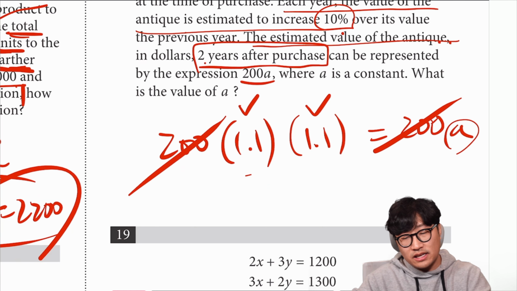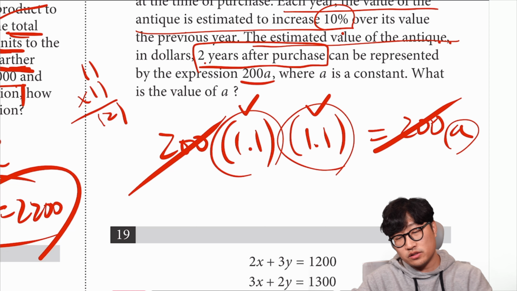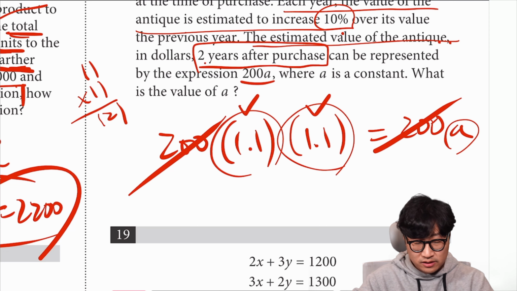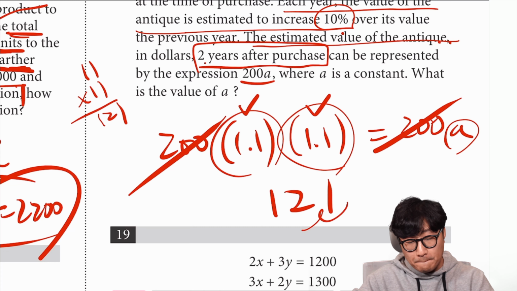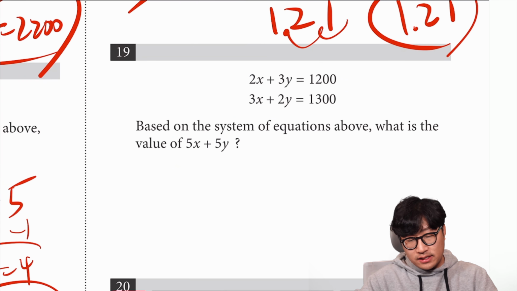a is basically 1.1 times 1.1. I want you to know that 11 times 11 is 121. So 1.1 times 1.1 should basically just be 121 with 2 decimals to the left. So 1.21 it is. Number 19, easy question.